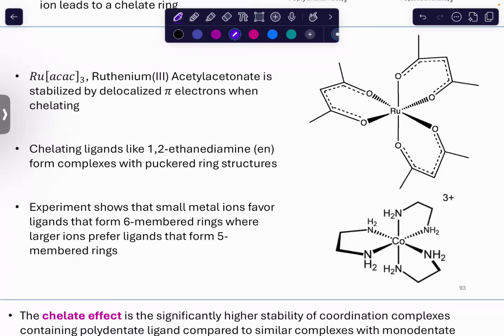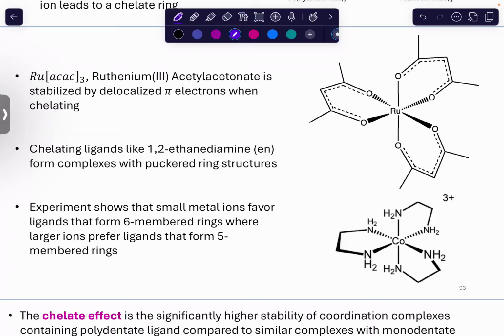So here's your en ligand. You'll see this quite a bit in the book, and that's your ethane diamine, and you'll see that at the bottom. The chelating ligands of the 1,2 ethane diamine form complexes with puckered ring structures. Why do you think they twist and pucker like that? What are they trying to avoid? Each other. What kind of hindrance is that? Steric hindrance. They're trying to alleviate steric hindrance.